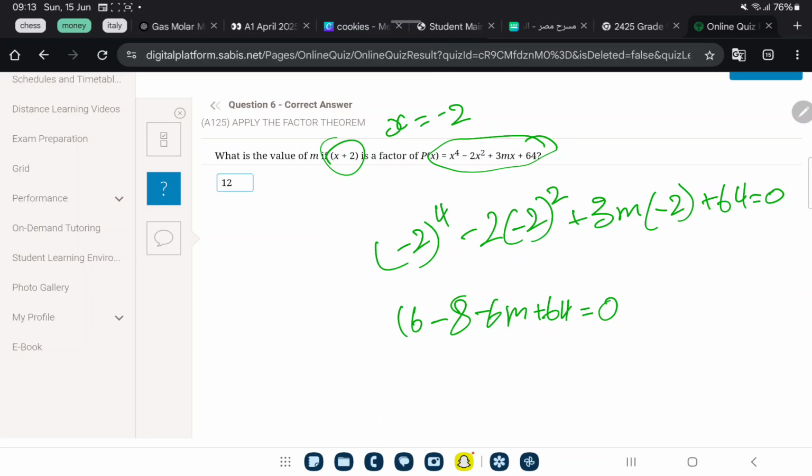So you put it into your calculator, solve it however you want, as long as you get the right answer. You get minus 6m plus 72 equals 0. So minus 6m equals minus 72, so m equals 12. And that is all of chapter 4 that's included for the finals.